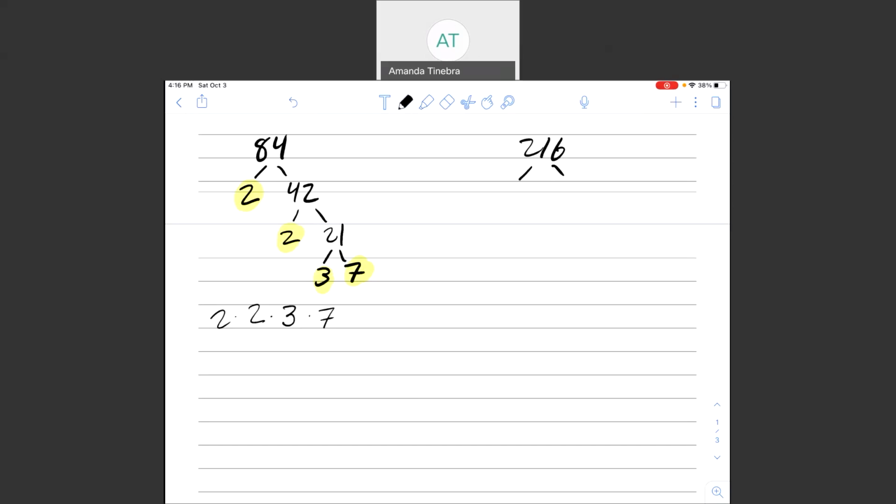Now I can do the same thing for 216, making my tree. 216, again, it's an even number, so I'll do 2. And then it's 108. 2 is prime. 108 becomes 2 because it's an even number. And 54. I like dividing by 2 because it takes a lot of the guessing out. 2 again is prime. 54 is not. 54 still even, so I'll do 2 again. 54 divided by 2 is 27. 2 is prime.